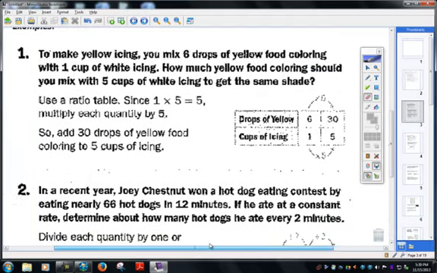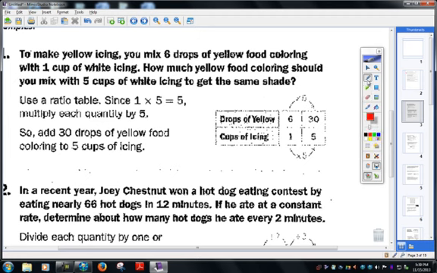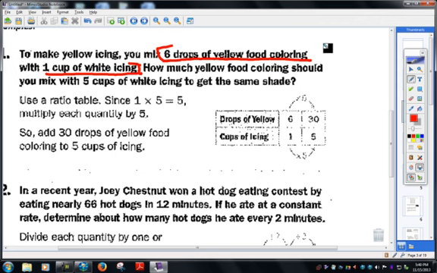Okay, so let's go ahead and read this question. To make yellow icing, you're going to mix 6 cups of yellow food coloring with 1 cup of white icing. So right there, what I'm trying to get you to see is that's a ratio, guys. To make this yellow icing, you're going to do 6 drops of yellow compared to 1 cup of white icing. I'll put CW for cup of white icing. That's just the ratio.